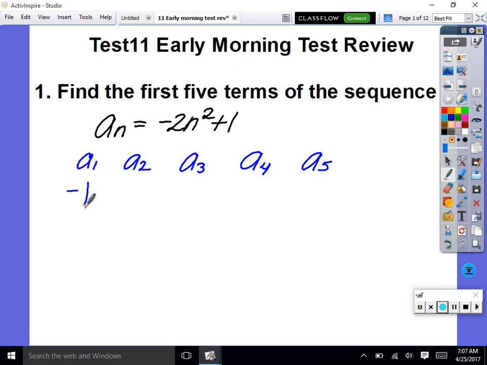You plug in 2. Negative 2 times 4, because 2 squared is 4, is negative 8, plus 1 is negative 7. And then negative 2 times 3 squared, 9 times negative 2 is negative 18, plus 1 is negative 17, and so on. Right? First 2 problems on the test, super easy.